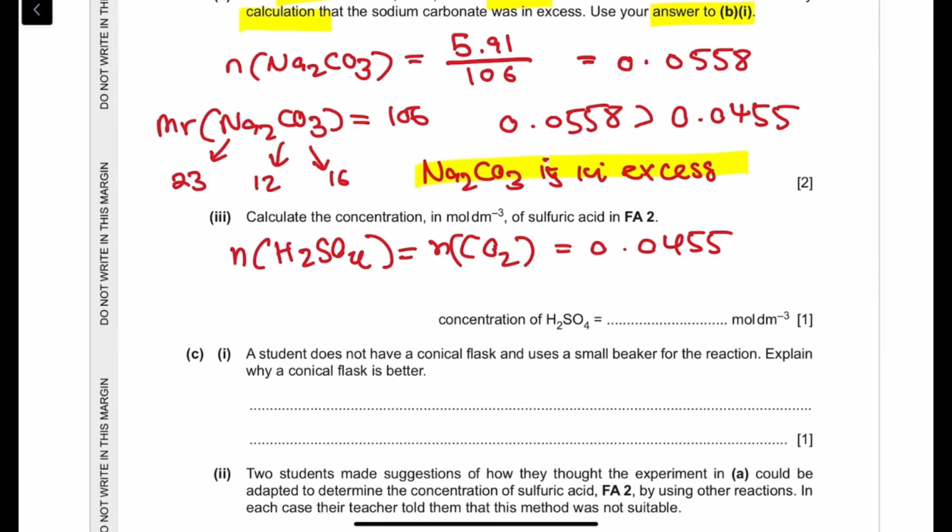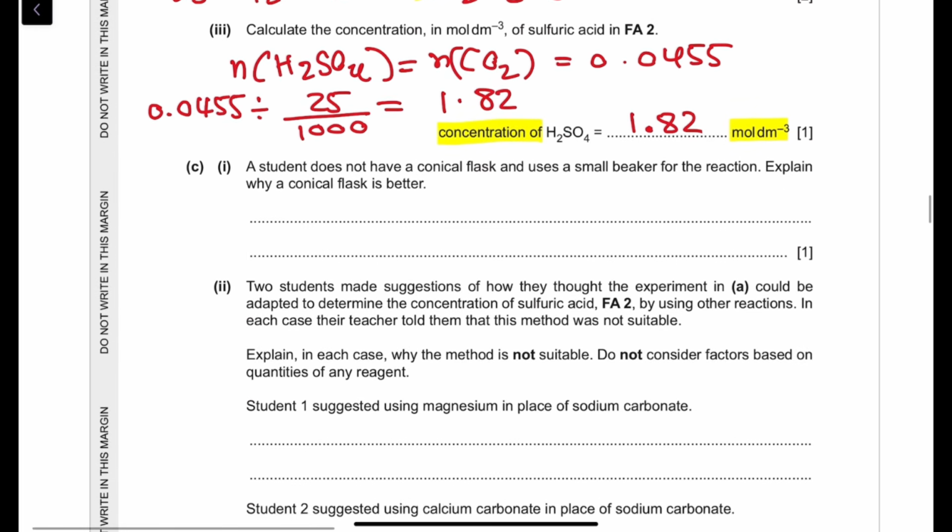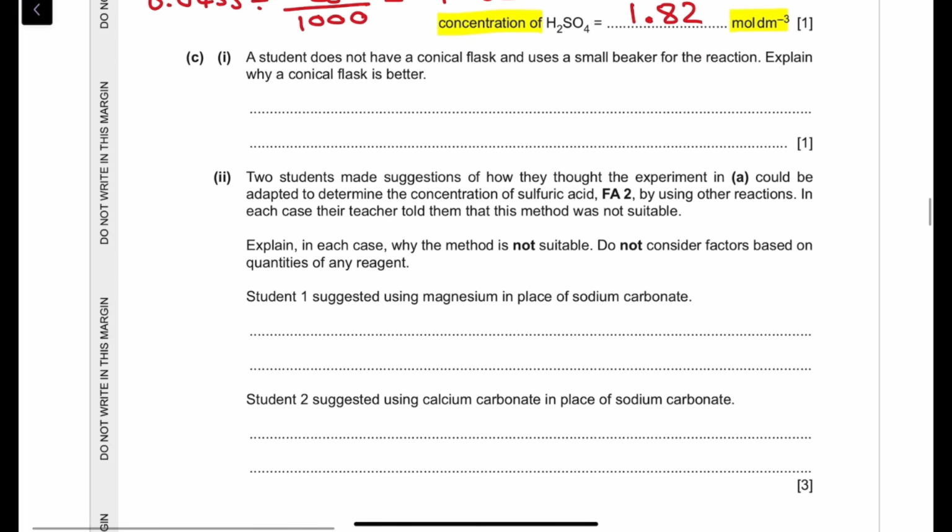So to calculate the concentration in moles per decimeter cubed, we have to do 0.0455 moles divided by 25 divided by 1,000. We divide by 1,000 to convert cubic centimeters into cubic decimeters. This will give us a value of 1.82, again to 4 significant figures. Now this value is a lot greater than the value we obtained in the first experiment, so this does say something about accuracy. But let's move on to part C.